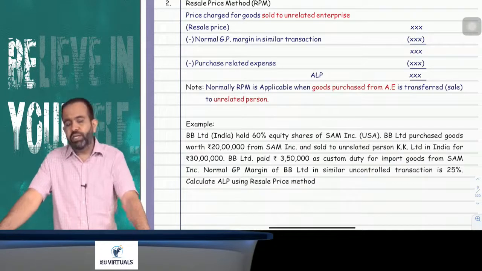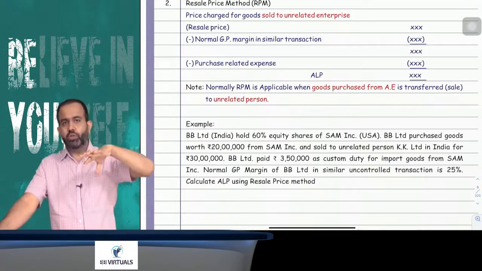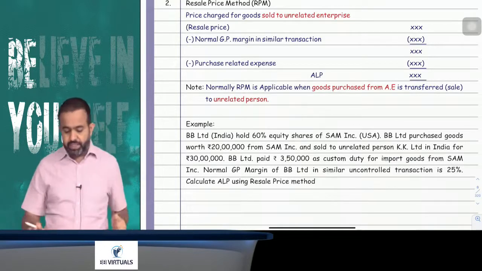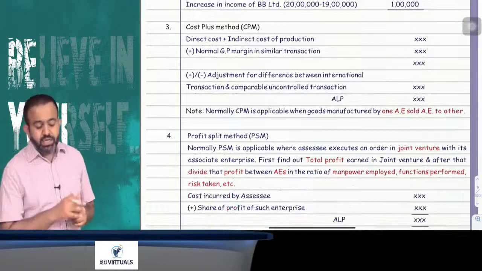So here you have to take the resale price minus your normal GP margin minus purchase related expenses, you will get your arm length price. Now the next method is related to the cost plus method.